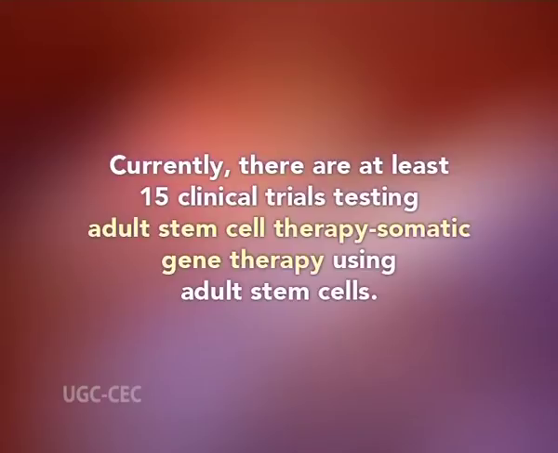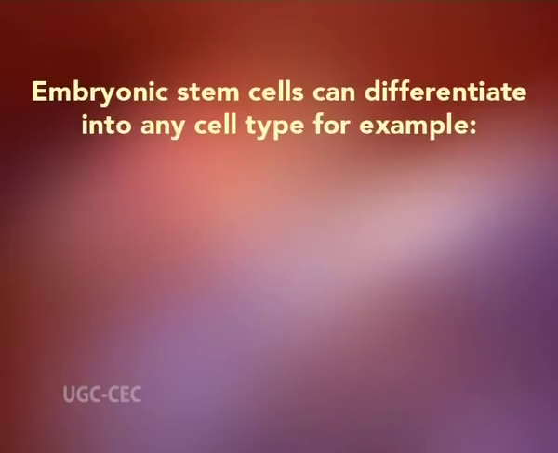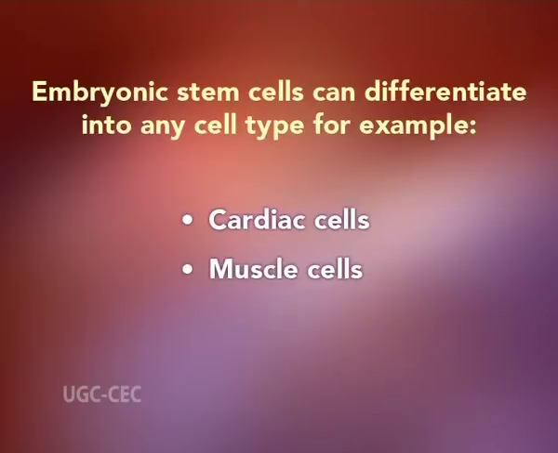More controversial is the use of embryonic stem cells. These cells are collected from 5-day-old embryos obtained from fertility clinics. Unlike adult stem cells, embryonic stem cells are pluripotent, that is, they can differentiate into any cell type, for example, cardiac cells, muscle cells, blood cells, etc. Scientists believe that these cells will allow us to understand embryonic development and may perhaps yield important new therapies.